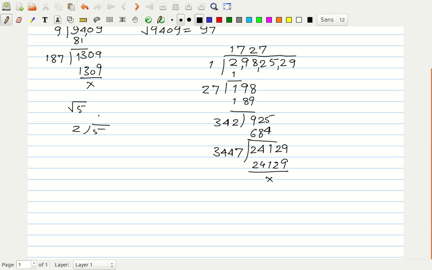2 times 2 is 4, so we get 1. Now we add 2 and 2, we get 4. Now there is no number here, so we put a decimal and we bring down 2 zeros. Now we have to add one integer to here, so that when I multiply by the same integer, it should give me a number less than 100. So it is going to be 2.